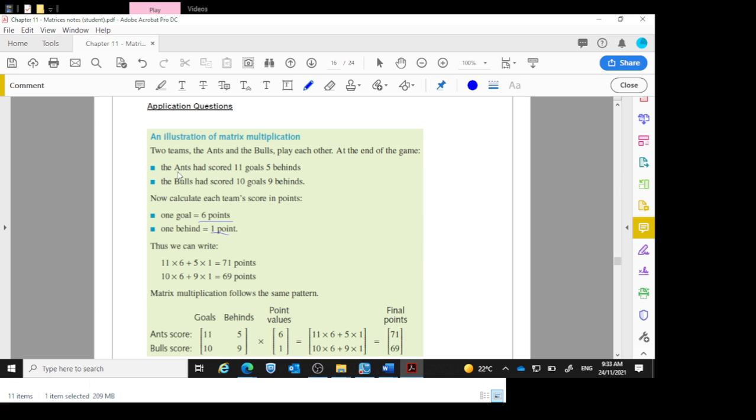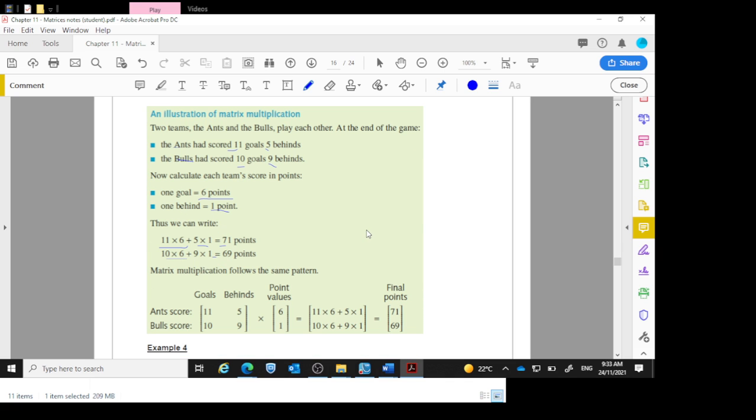So if we really think about it, for the Ants, they've got 11 goals, so we've got to do 11 times 6. And we've got to do 5 times the 1. So 71 points for them. And for the Bulls, they've got 10 goals, 10 times 6, plus the 9 behinds, 9 times 1, 69 points.